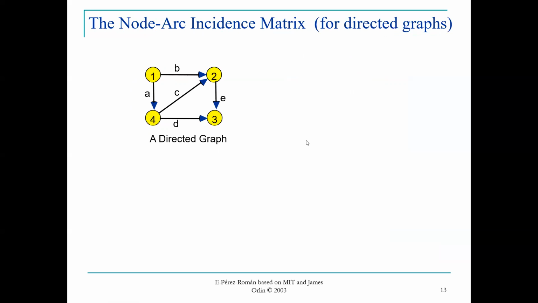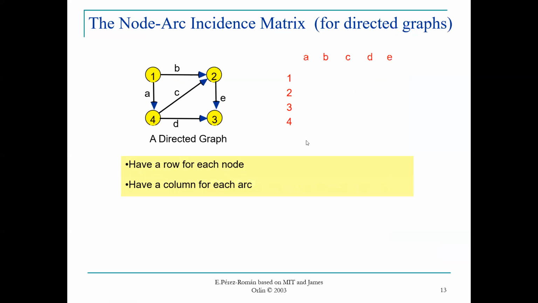The node-arc incidence matrix is another way to represent directed graphs. We're going to have a row for each node and a column for each arc. So now each arc is represented by a letter: letter A, letter B, letter C, letter D, and letter E. So each arc is represented by a letter.